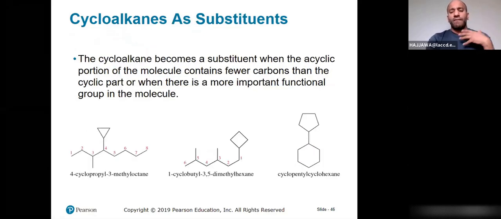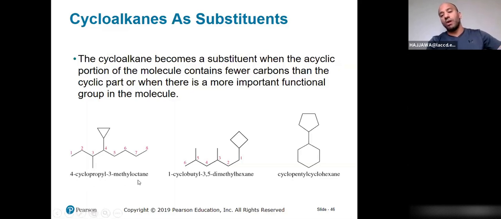Now, what if I have a chain and a ring attached to it, but the chain has a number of carbons that is greater than the number of carbons within the ring? Like in this case, you have a 3-carbon ring, and I have a side chain that obviously has much more than 3. The same here, and in that case, you will consider the cycloalkane a substituent. So it becomes a cycloalkyl. As you see here, 4-cyclopropyl-3-methyloctane. And it will be alphabetically ordered based on the C of the cyclo prefix.